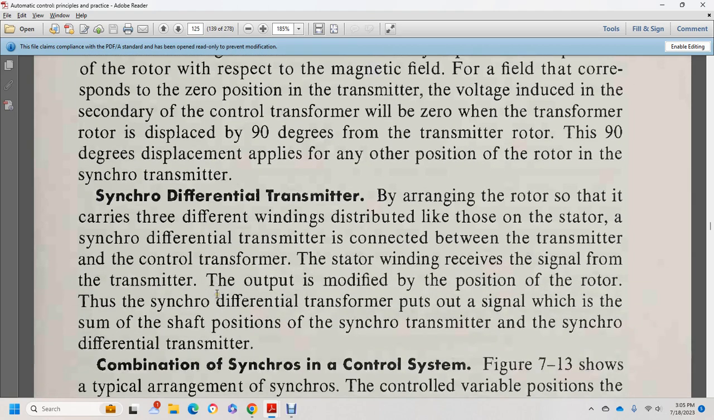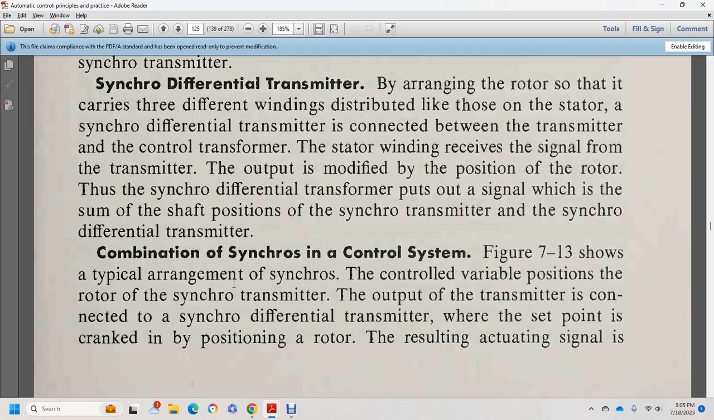The synchro differential transmitter has a 3-winding rotor, like the stator of the synchro transmitter. The differential transmitter is connected between the transmitter and the control transformer. Its stator windings receive the signal from the transmitter. The output is modified by the position of the rotor of the synchro differential transmitter, and it puts out a signal that is the sum of the shaft position of the synchro transmitter and the synchro differential transmitter.